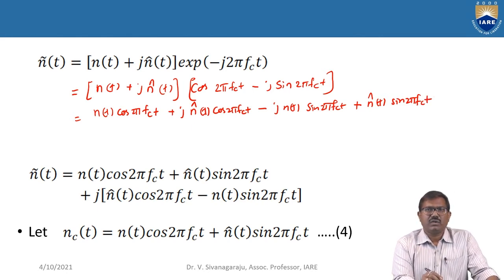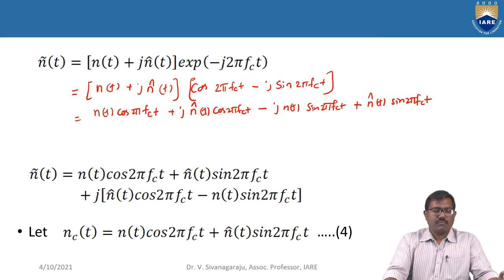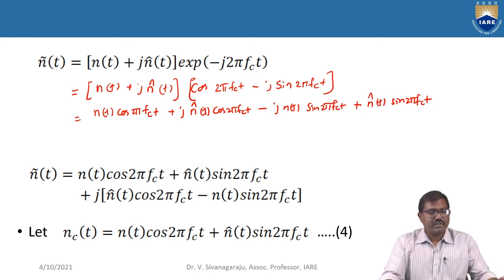So here we are going to take common the real terms and the j terms. So in the below equation, it is given N of t cos 2 pi f c t plus n cap of t sin 2 pi f c t, plus again taking the j term common, n cap of t cos 2 pi f c t minus N of t sin 2 pi f c t.